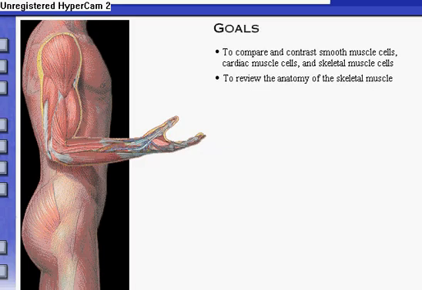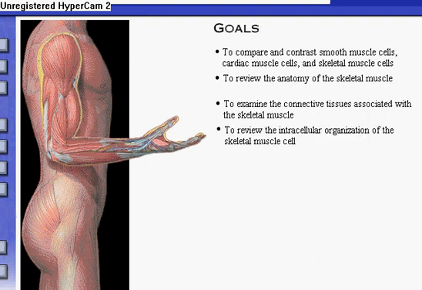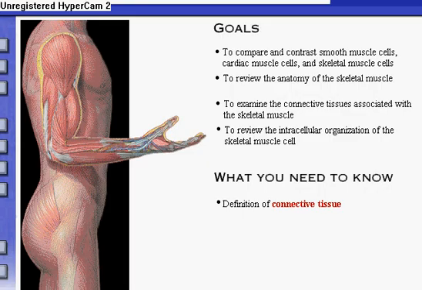To review the anatomy of the skeletal muscle. To examine the connective tissues associated with skeletal muscle. To review the intracellular organization of the skeletal muscle cell. Here's what you need to know. The definition of connective tissue. The structure of a typical cell. To see definitions of terms, click the bold red words.